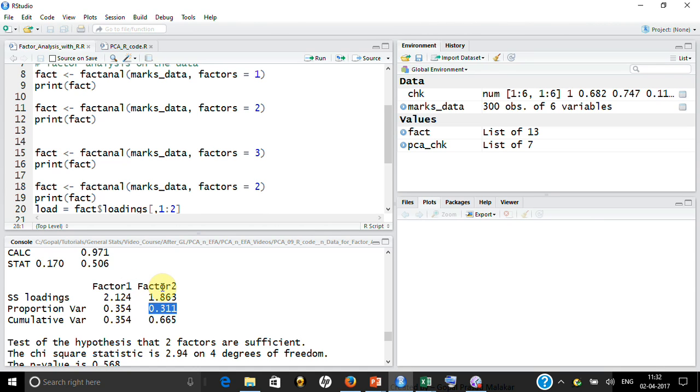Factor 1 and factor 2 taken together will explain 0.354 plus 0.311, 0.665 of the total variance. It means 66.5% of the total variance in the data is getting explained by these two factors.